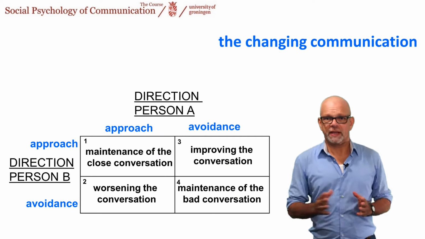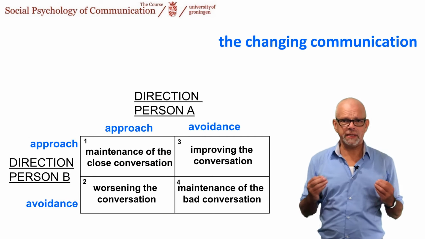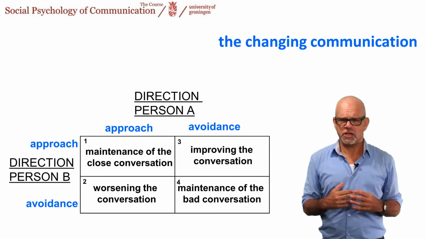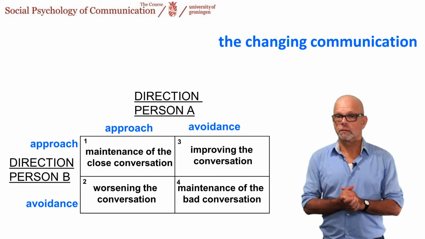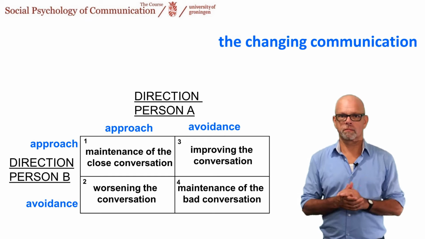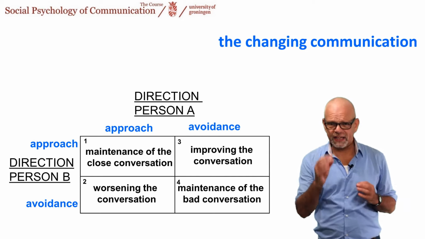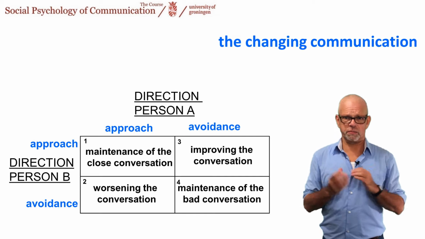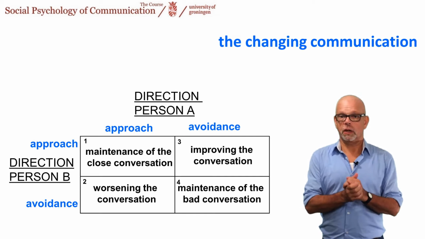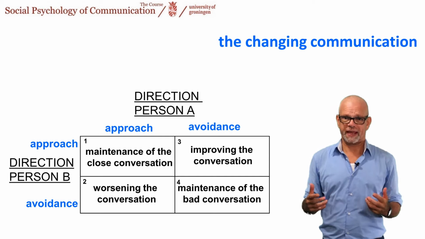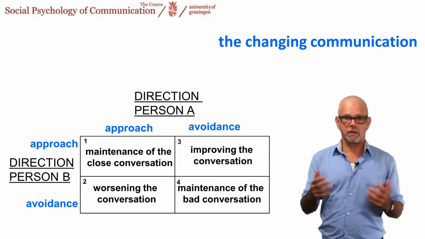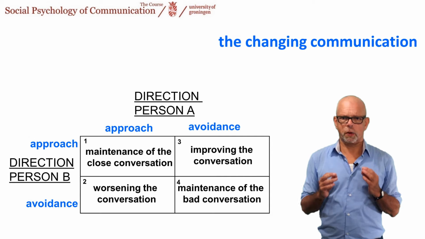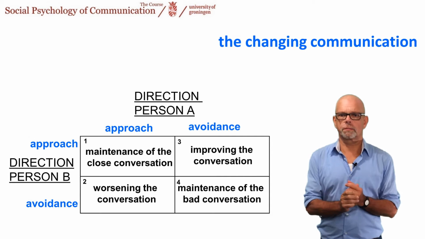For example, person A may send a message with a relational meaning of an approach on the dimension of liking or intimacy. Such message can lower the social distance. For example, person A may say, "How are you?" However, whether the relation actually becomes closer with this question depends on the reaction of person B. When person B also sends an approach message, as in cell 1, "I'm good, thanks for asking," a close conversation develops in which both persons seem to like each other or become more intimate.